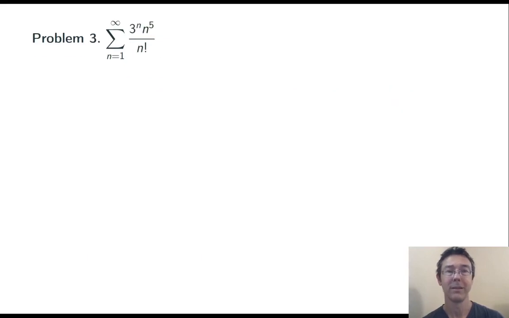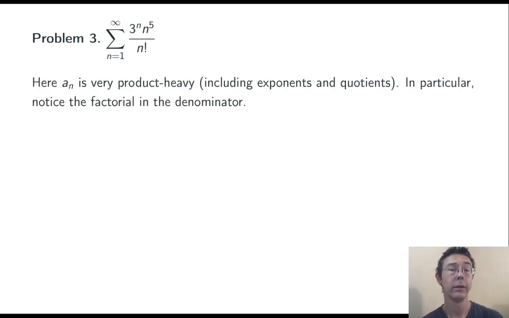Problem 3. Sum n equals 1 to infinity, 3 to the n, n to the 5th over n factorial. This is a really good candidate for the ratio test. When you're looking at a series and seeing lots of products, quotients, and powers, and in particular when you're seeing factorials, you can expect that when you do a ratio test, you're going to get a lot of cancellation, and that you may be able to make some progress that way.